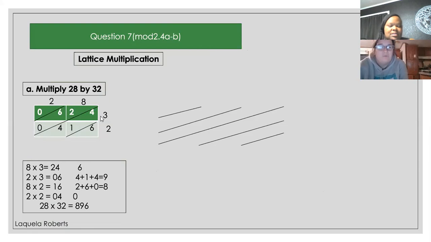So 3 times 8 is 24. We're going to put a 2 up top and a 4 down the bottom. Then we're going to go 3 times 2 is 6. Make sure you use your 0. Put your 0 up top and the 6 on the bottom. We need those zeros to add.